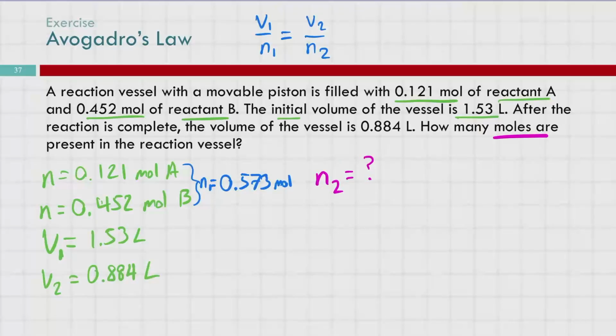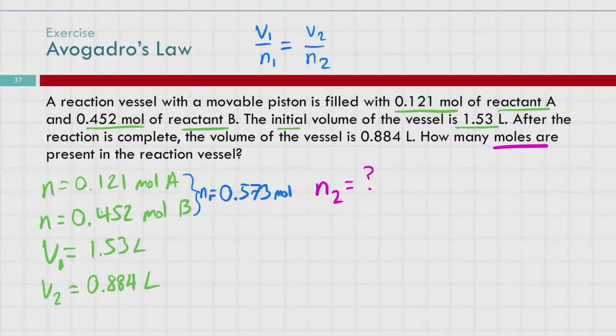There's a critical mistake that you could make here. If you multiply both sides by V2 and then magically come out with N2 equals V2 V1 over N1, you've made a critical mistake. And that critical mistake is that N2, let's use a different color, N2 is on the bottom, and it needs to be on the top.